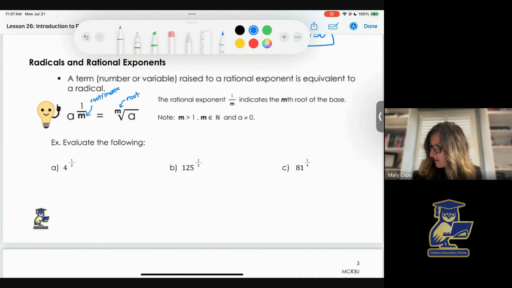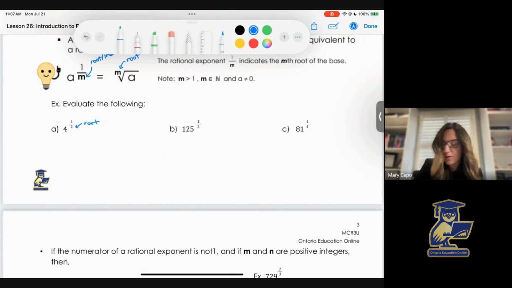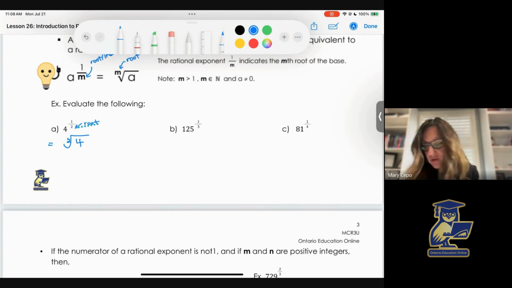So with that in mind here, we identify that 2 is the root. Okay, so this would be the second root of 4 as a radical. Well, we know if we take the square root or the second root of 4, 2 to the power of 2 is 4, which would be just 2. Okay, if you want to show that, we know that it's 2 to the power of 2, and those cancel out, and we're left with 2.